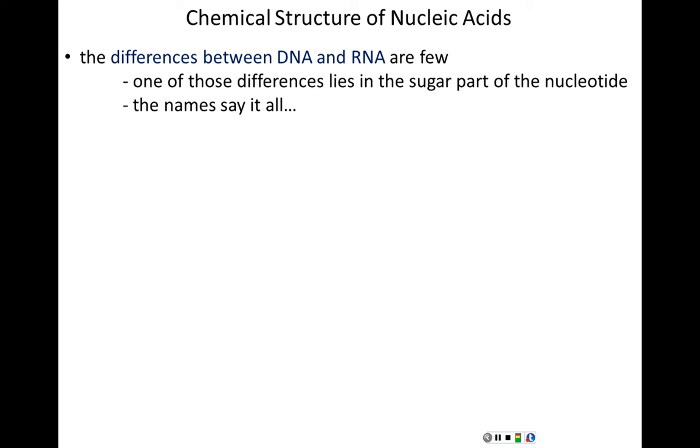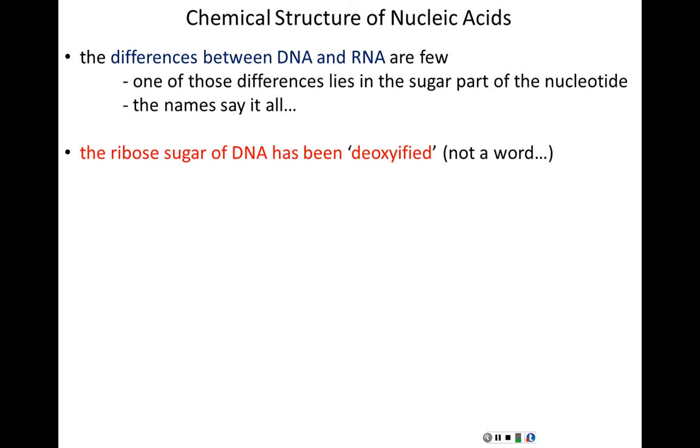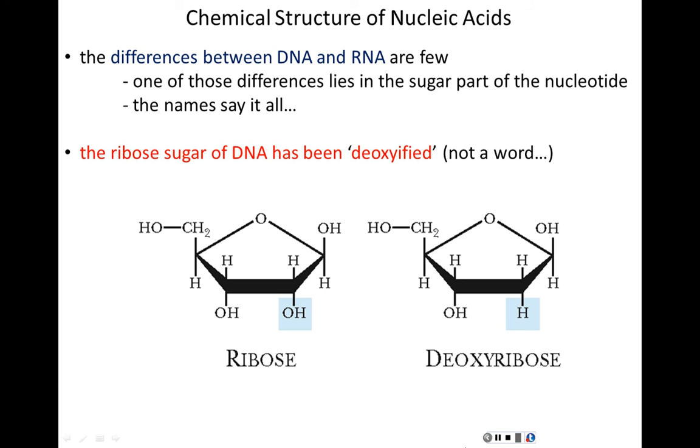The names of DNA and RNA actually say it all. Deoxyribonucleic acid, ribonucleic acid. That ribose sugar, the sugar part of the DNA nucleotides, has been deoxified. That's not really a word, but that's what happened. Here is the ribose sugar, the sugar component of a nucleotide for RNA. Here is the deoxyribose sugar, the sugar component of a nucleotide for DNA. Notice that this ribose sugar for RNA has 2 hydroxyl groups. Has 1, 2 hydroxyl groups. But for DNA, one of those hydroxyl groups has been deoxified.